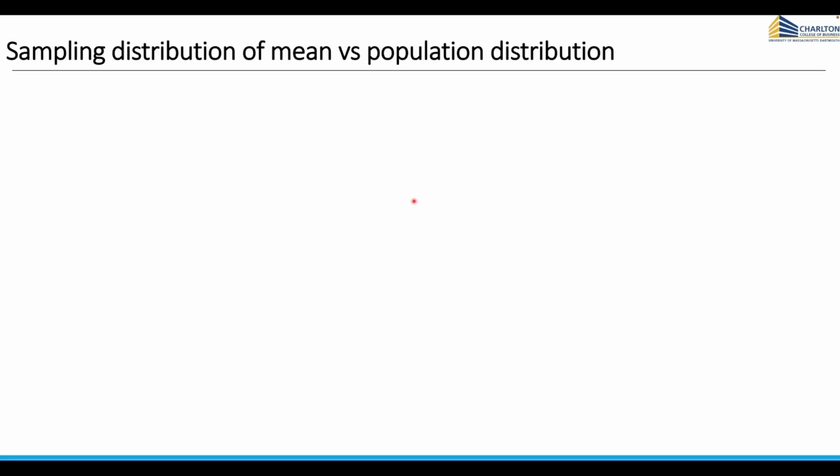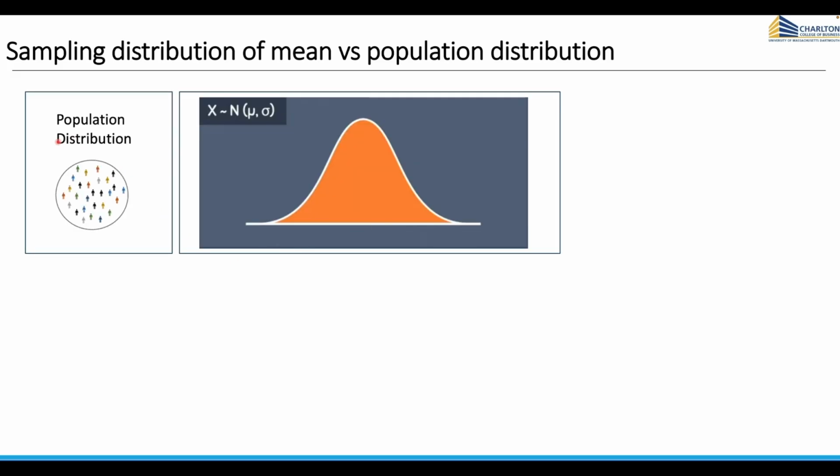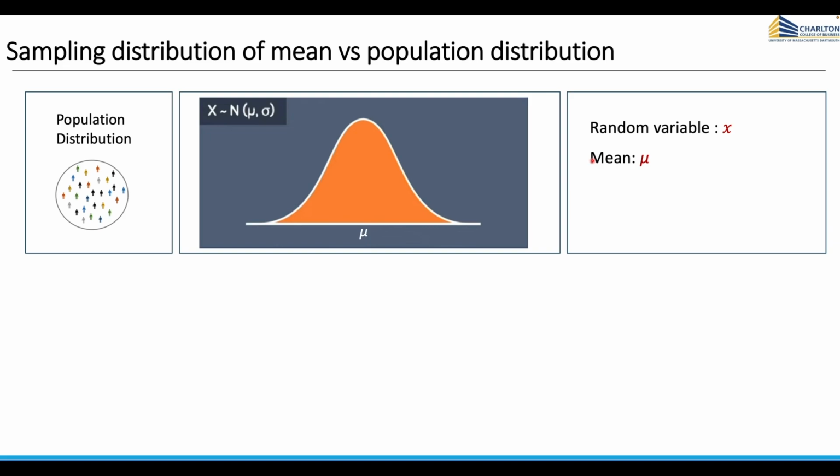Now let's discuss the relationship between sampling distribution and population distribution in terms of mathematical formulation. So we have this population distribution that most of the time is normal with a mean of mu and a standard deviation of sigma. So x is the random variable, like the height of people in the population, which is normally distributed with a mean of mu and a standard deviation of sigma.